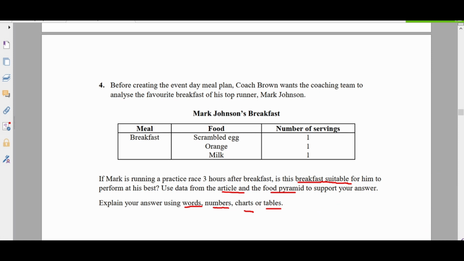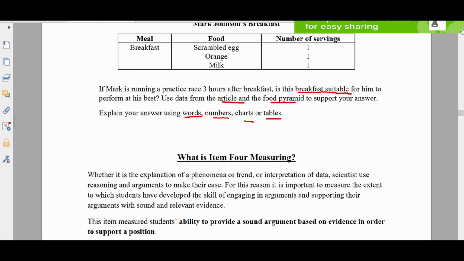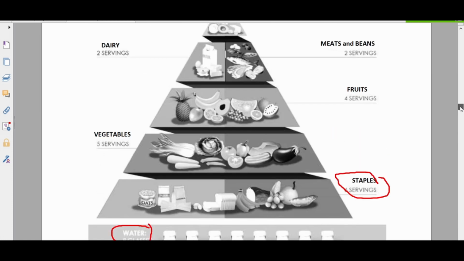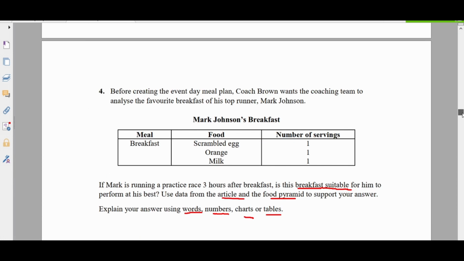You see how it works? All right, let's see. I would just go back to the article, and at the pyramid we're going to say dairy, meat, fruit, vegetable, 5 staples. Let's go back to this. 1 serving, so we have some protein, we have some fruit, we have some dairy. But this doesn't have any major source of carbohydrate. And carbohydrate, we know, is what gives us the energy. So he's going to run a practice race after breakfast and there's no carbohydrate. Well, that clearly can't work, right? So that is one major issue, right?